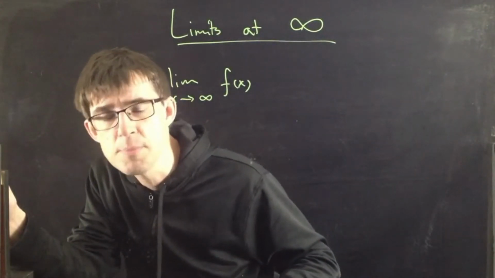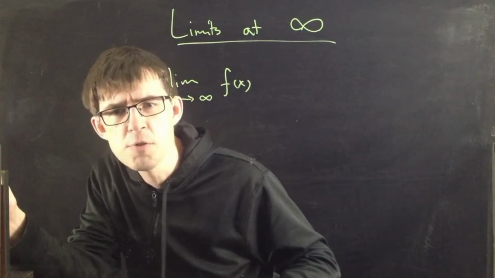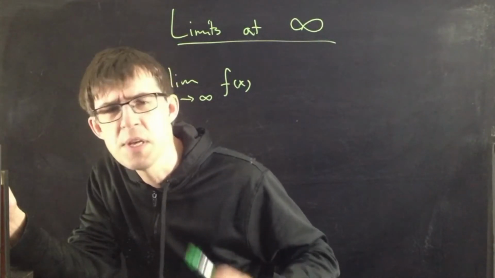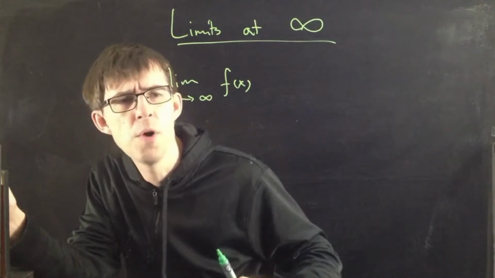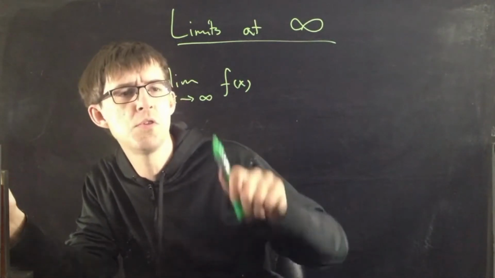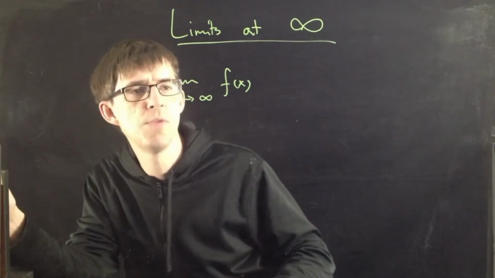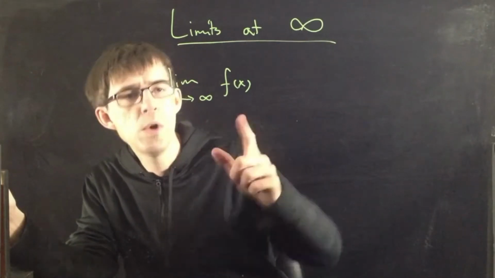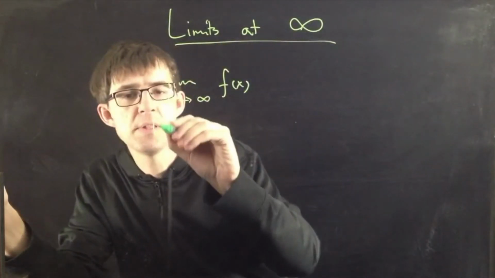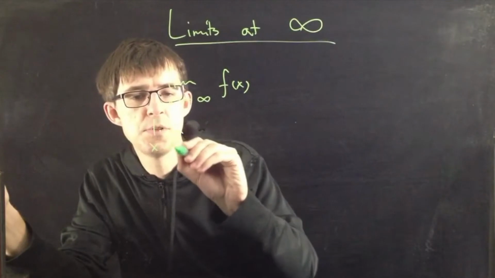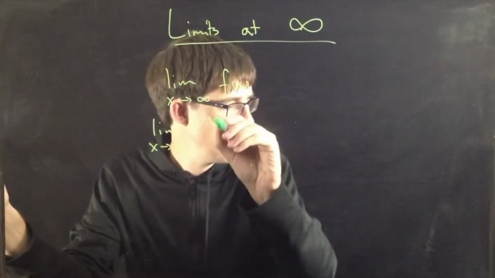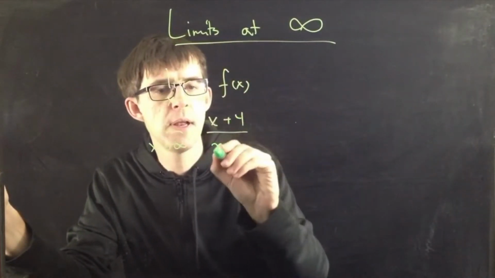Let's try not to talk about exactly what infinity means. Infinity as a concept, everybody kind of knows what it means, but it's also kind of mysterious. You don't have to wonder about the mysteries of the universe to talk about the limit as x goes to infinity of f of x. What does it mean? How about an example? Let's look at the limit as x goes to infinity of (x plus 4) over (x minus 1).